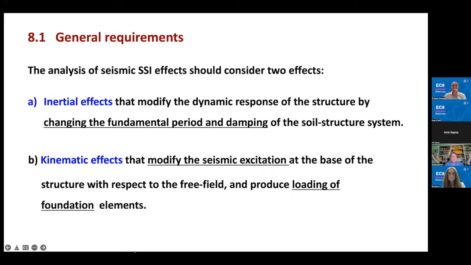The chapter starts with the general requirements by stating that the analysis of CSSI effects should consider two important components. One is the inertial effects, which modify the dynamic response of the structure by changing the fundamental period and damping. And I will explain in a second, in case you don't know it. And then there are the kinematic effects that modify the seismic excitation at the base of the structure compared to that of the free field and produce loading on foundation elements.